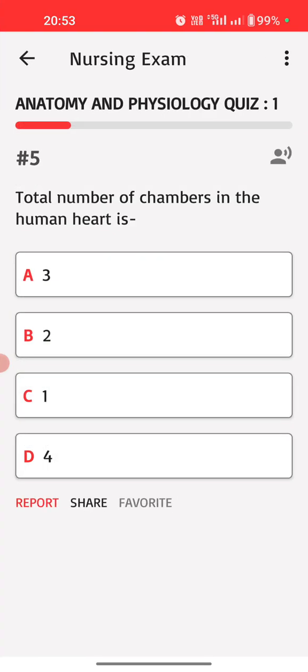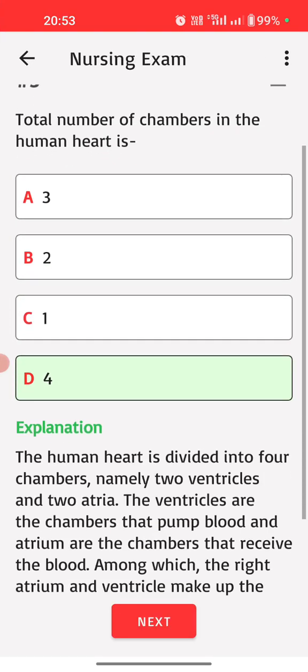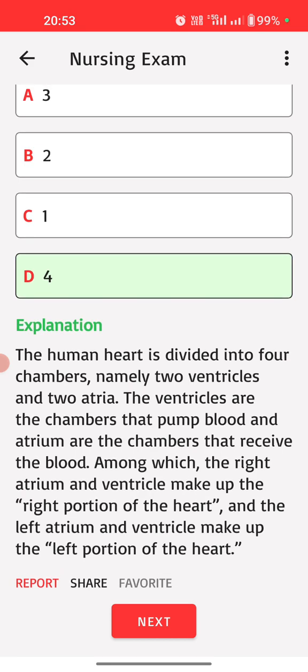Total number of chambers in the human heart is. Correct answer. The human heart is divided into 4 chambers, namely 2 ventricles and 2 atria. The ventricles are the chambers that pump blood and atrium are the chambers that receive the blood. Among which, the right atrium and ventricle make up the right portion of the heart, and the left atrium and ventricle make up the left portion of the heart.